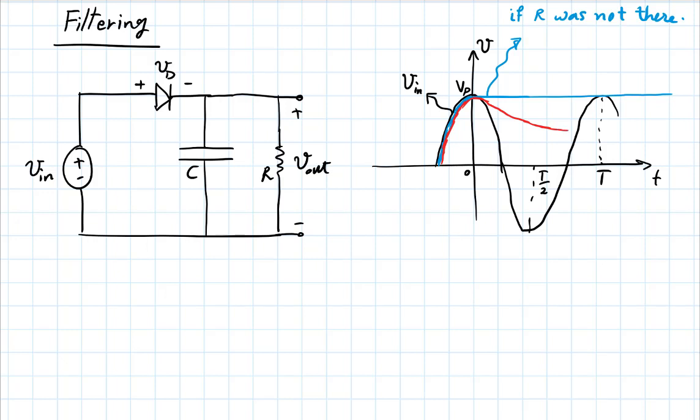So in that part of the cycle, the diode has become off because the input voltage has gone below the voltage across the capacitor. So the diode is off, but the capacitor does not retain its charge. It discharges into the resistor. And so this is what you get. Now, how long will this continue, this discharge?